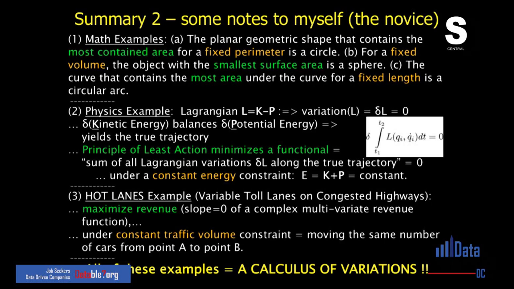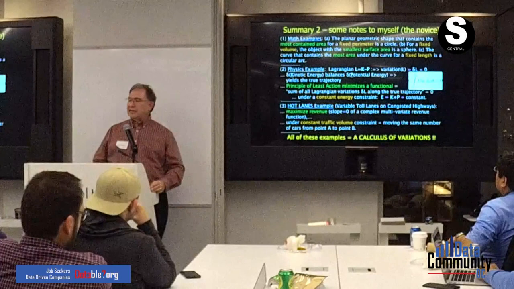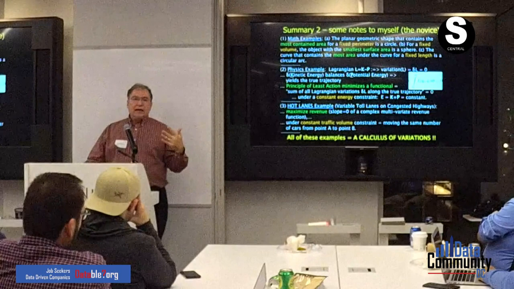So I asked my students this question to think about as a thought experiment, not actually solve this problem, but as a thought experiment. Think about revenue. Revenue is a positive definite number. It's not profit. Revenue is just how much gross receipts you get. So I asked my students, how much revenue do you think that toll company running those hot lanes gets if they set the toll to be $0?